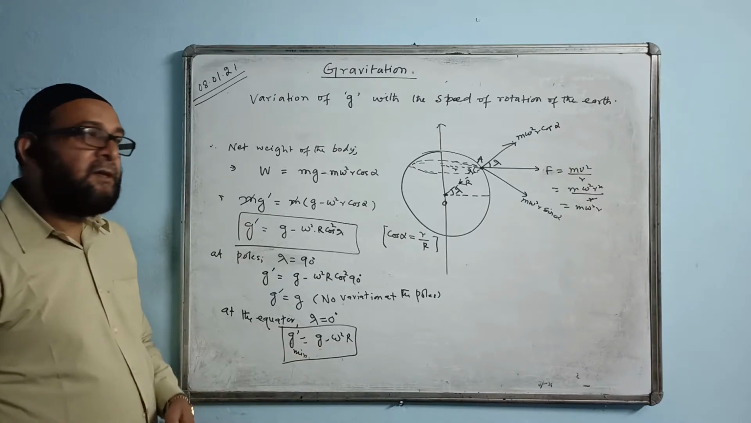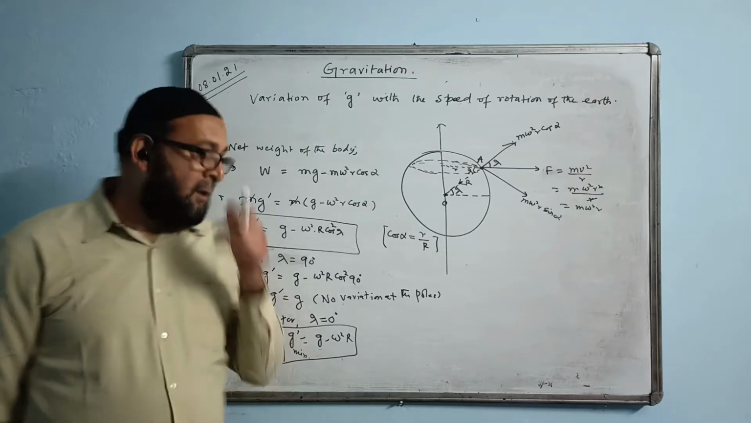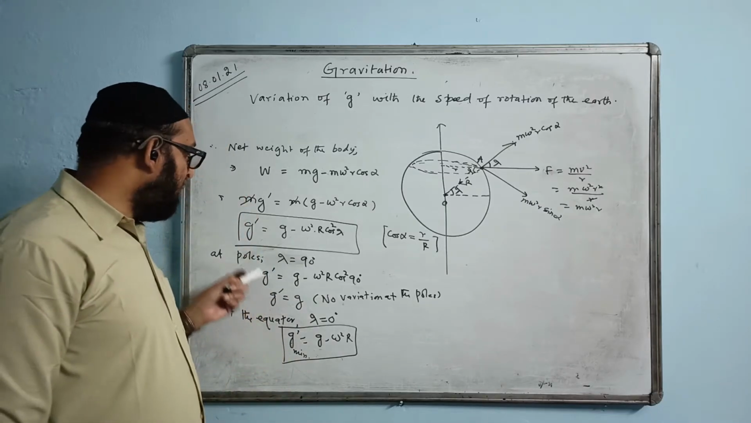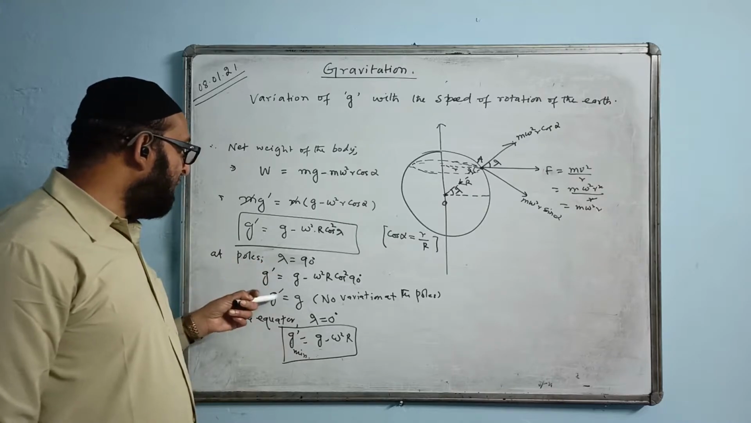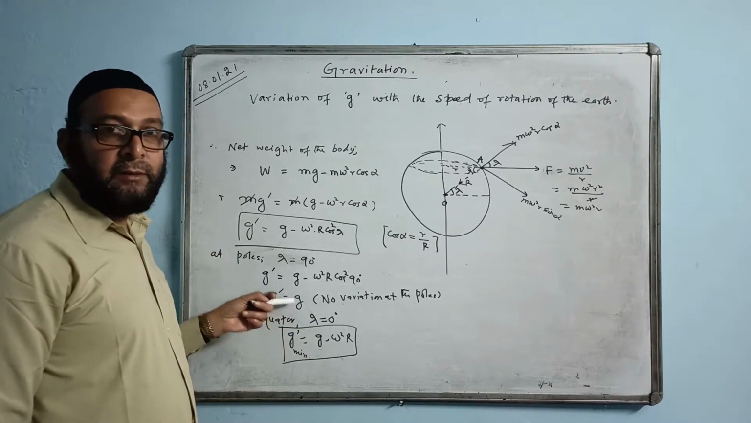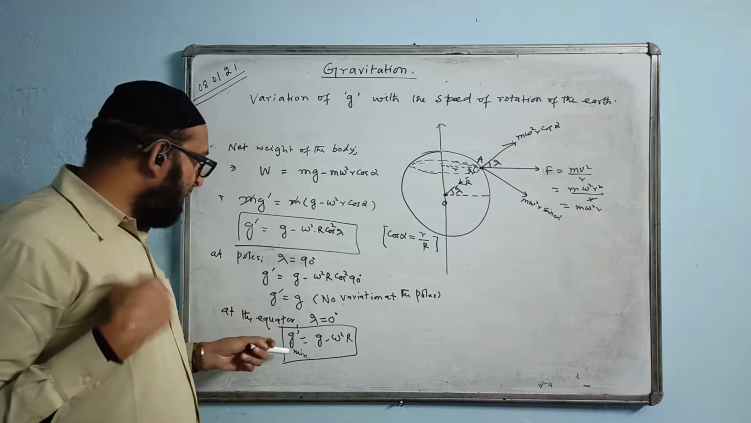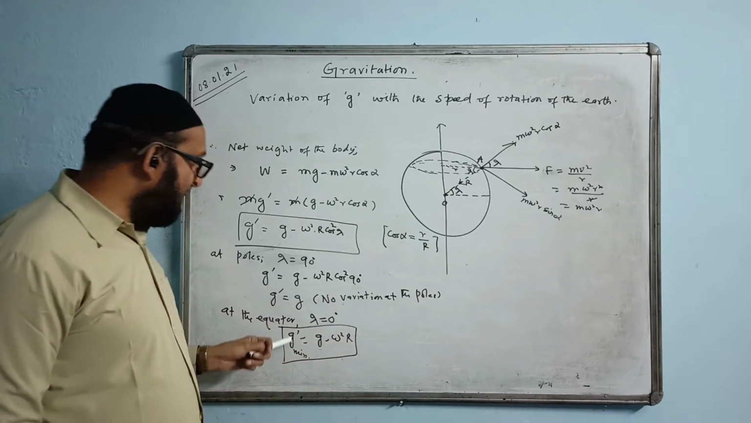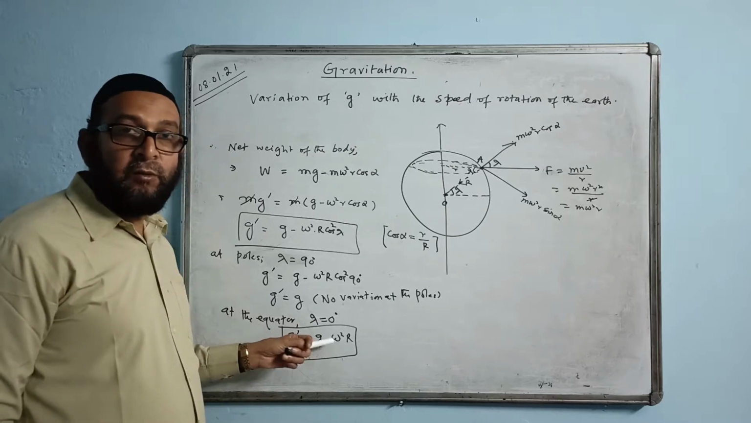Though all those places are situated on the surface of the Earth, yet the value of g will differ. The value of g is maximum at the pole, equal to 9.8, and minimum at the equator, and this value can be calculated. That means g depends upon the speed of rotation of the Earth, the omega value.